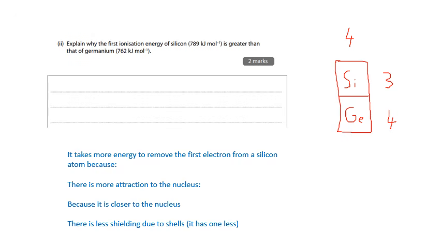Why? Because it's closer to the nucleus. Because the atom has got fewer shells, that electron is closer to the nucleus, and there is less shielding. Okay, these electron shells make the attractive force smaller, and germanium's got another shell, so it's going to shield that electron from the nucleus. So that's the answer. 2 marks.